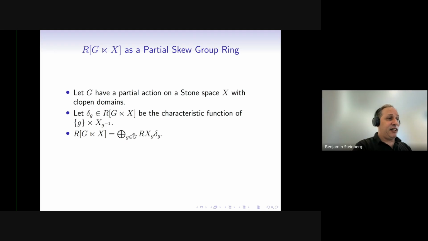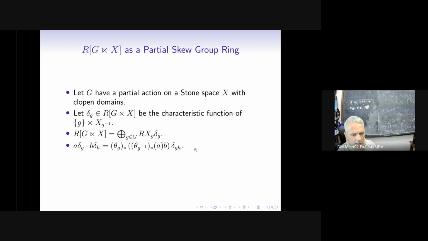And you have a direct sum decomposition as an R-module into RX_g. So these are the functions defined on the range of g times δ_g. So every element can be uniquely written as a sum of a function defined on the range of g times this characteristic function. And the product looks a little bit like a skew ring product, but you have to be a little bit more careful when you do a partial skew group ring. So this is the formula for multiplication in a partial skew group ring, where remember the lower star is the push forward. Since these are homeomorphisms, the push forward does what you think it does.